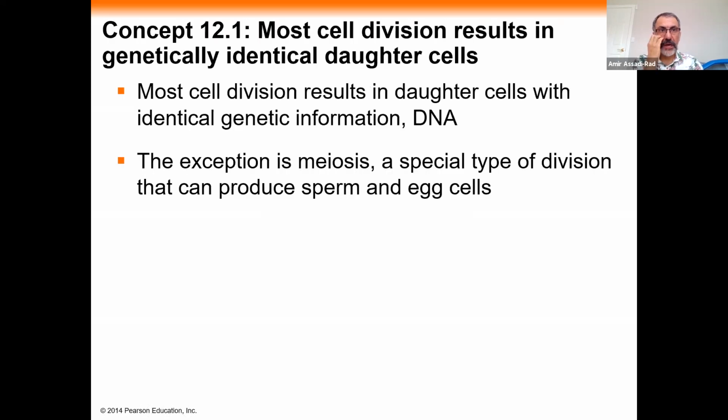Okay, great. Most cell divisions, that's what it is, cell division, result in genetically identical daughter cells. Exactly two identical cells. Most cell divisions result in daughter cells with identical genetic information. Yes, the DNA of both of them has to be the same. It's not going to be different. The exception is in meiosis, which is totally a different chapter. I should not have brought it up here at all.